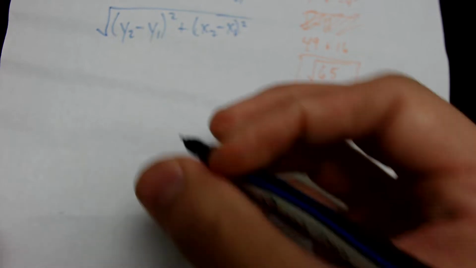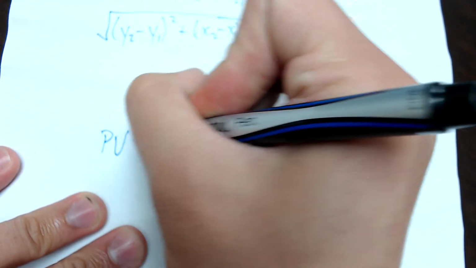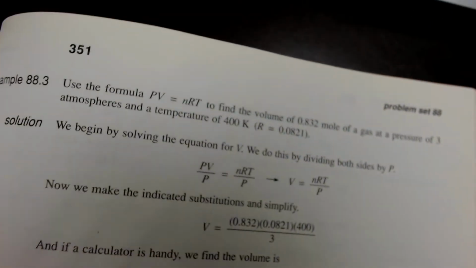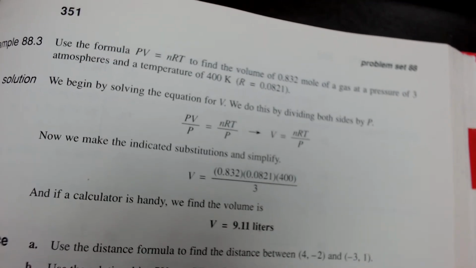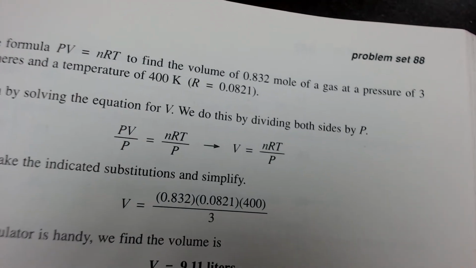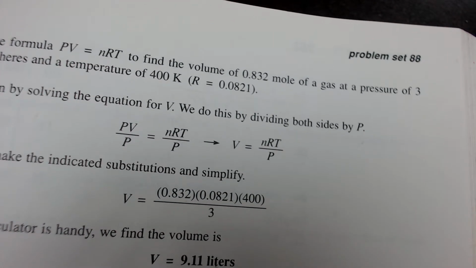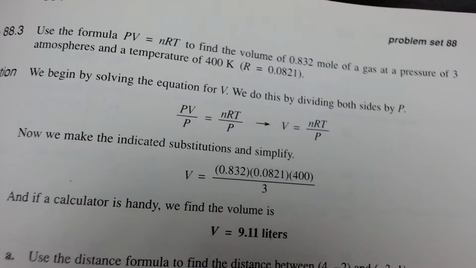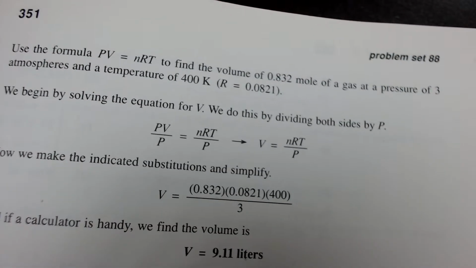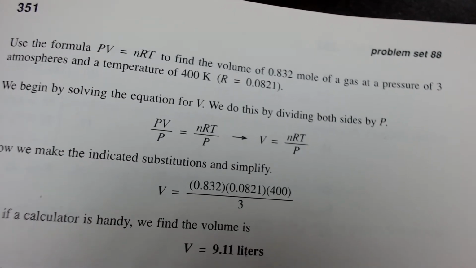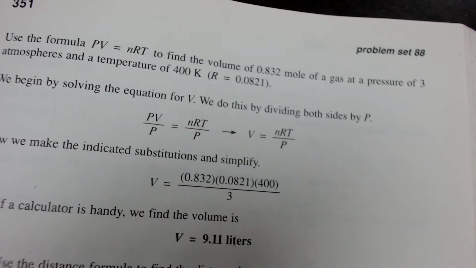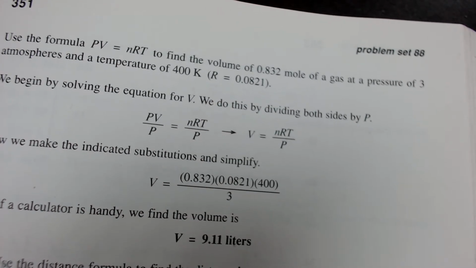So we'll go ahead and put our formula down here. PV equals nRT, and then we'll apply it to a problem. So let's see here, this problem. They tell us use the formula PV equals nRT to find the volume of 0.832 mole of gas at a pressure of 3 atmospheres and a temperature of 400 Kelvin. And then they tell you that R is equal to 0.0821, and R will always be equal to that value. It's a constant rate. So we'll take these and we'll plug them into our equation.